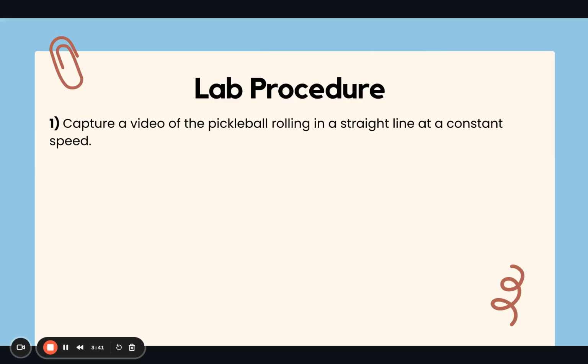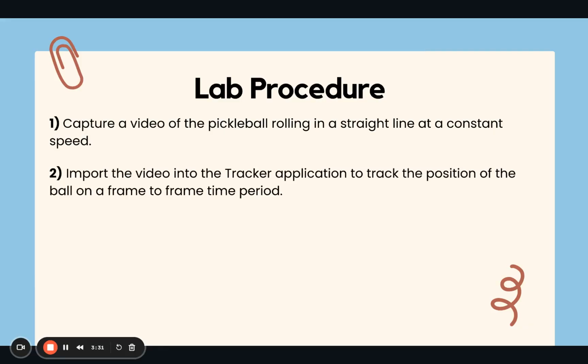The lab procedure for this specific experiment is as follows. The first part was to capture a video of an object rolling, in my case the pickleball, in a straight line at a constant speed. Second, we imported the video into the Tracker application to track the change in position of the ball on a frame-to-frame basis for a certain time t.